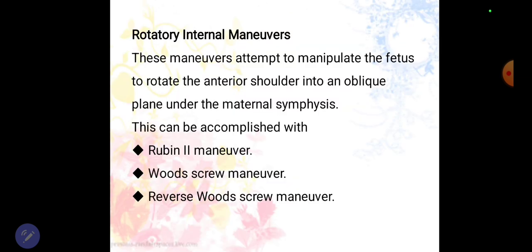After 6 seconds, if delivery of the posterior arm fails, start rotatory internal maneuvers. These maneuvers attempt to manipulate the fetus to rotate the anterior shoulder into an oblique plane and to disimpact the anterior shoulder by escaping the symphysis. This can be accomplished by the Rubin 2 maneuver, the wood screw maneuver, and the reverse wood screw.